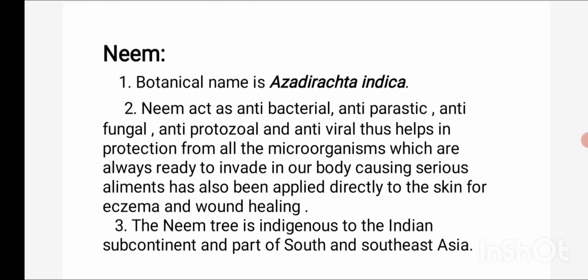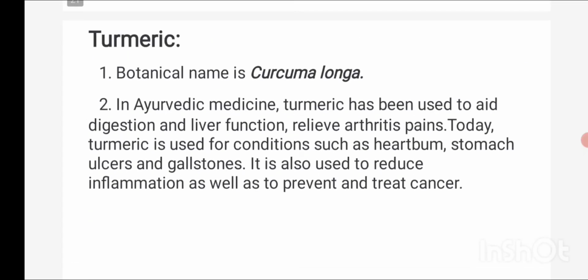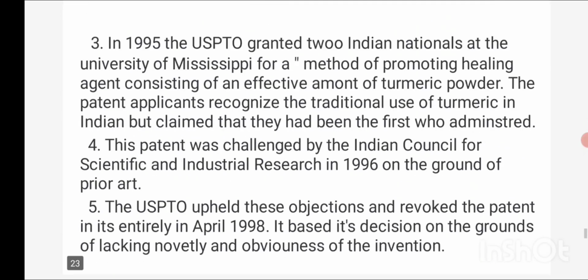Neem, Azadirachta indica, has antibiotic, antiparasitic, antifungal, and antiviral properties. This helps against microorganisms. Turmeric, Curcuma longa, is an Ayurvedic medicine. It has been used to aid digestion and liver functions and relieve acidic pains. Today, turmeric is used for conditions like headaches, stomach irregularities, and skin problems.